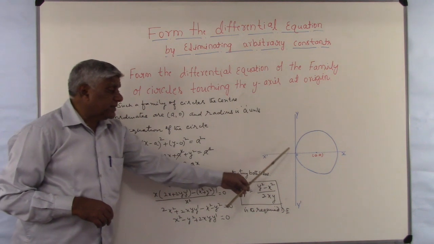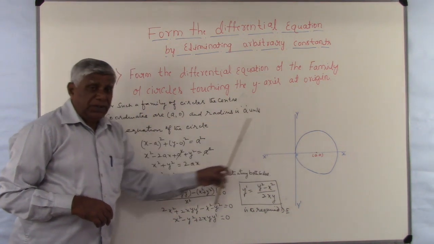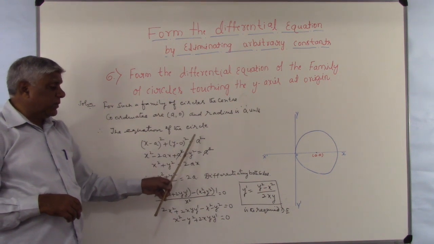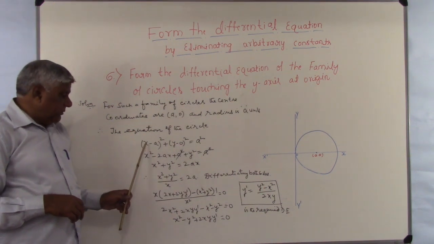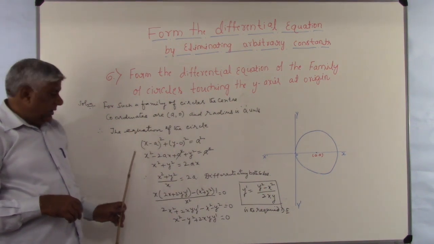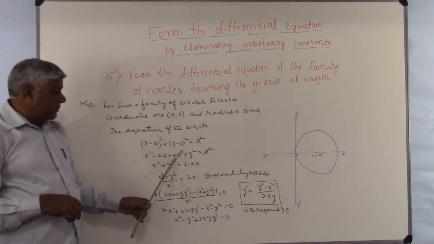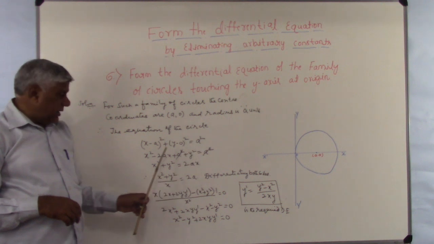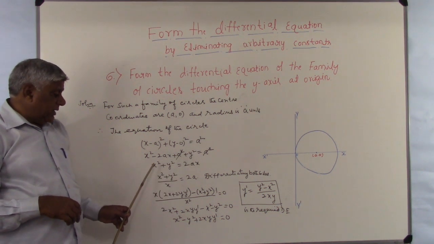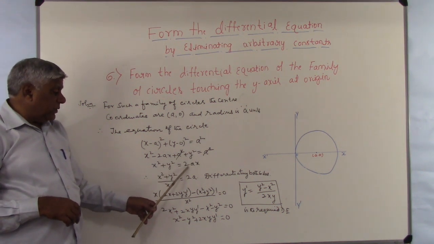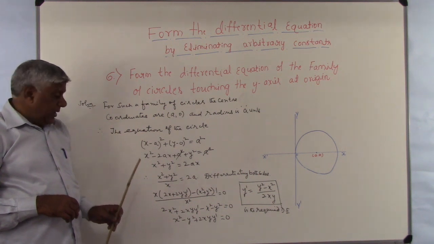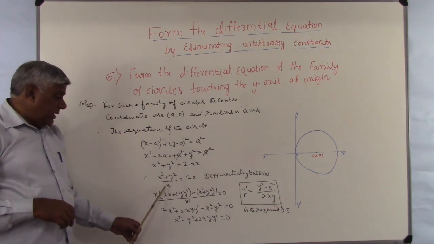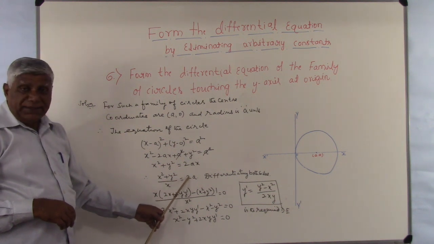Since the center is transferred to (a, 0), we have (x minus a) whole square plus (y minus 0) whole square is equal to a square. Now we apply (a minus b) whole square: x square minus 2ax plus a square plus y square is equal to a square. This a square and a square get cancelled. Therefore x square plus y square is equal to 2ax. Now x square plus y square by x is equal to 2a.